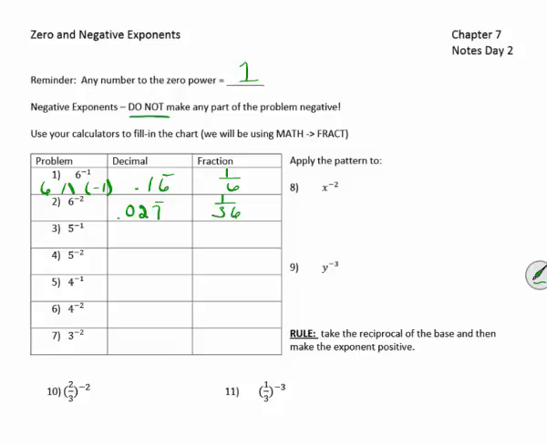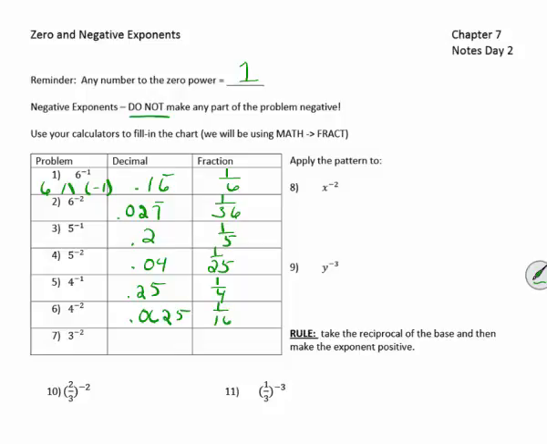Okay, well, 5 to the negative 1 is going to be 0.2. Math frac it, I'm going to get 1/5. 5 to the negative 2 is going to be 0.04. Math frac that, and you're going to get 1/25. 4 to the negative 1 is going to be 0.25. Math frac it, you get 1/4. 4 to the negative 2 is going to be 0.0625. Math frac it, you get 1/16.